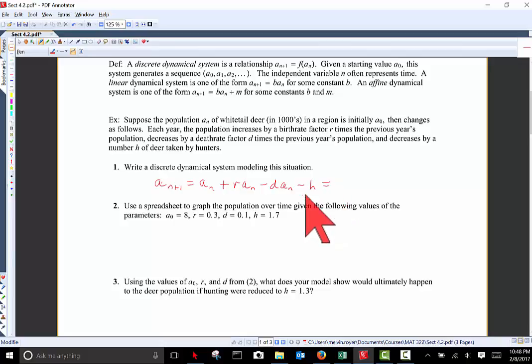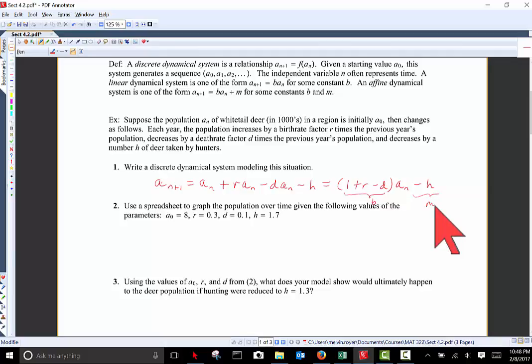And now a sub n is common to the first three terms, so we might write this as quantity 1 plus r minus d times a sub n minus h. So a sub n plus 1 equals this quantity, and you see that is of the form of an affine relationship. So this whole expression can be identified with the b in the general form, and the negative h is m.